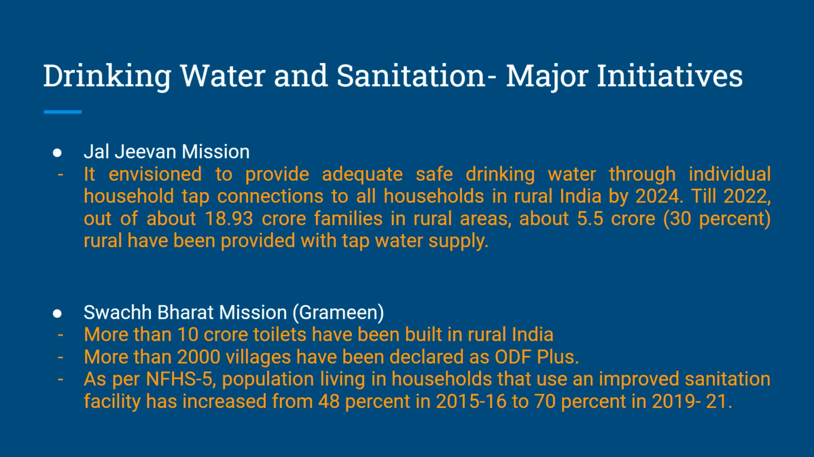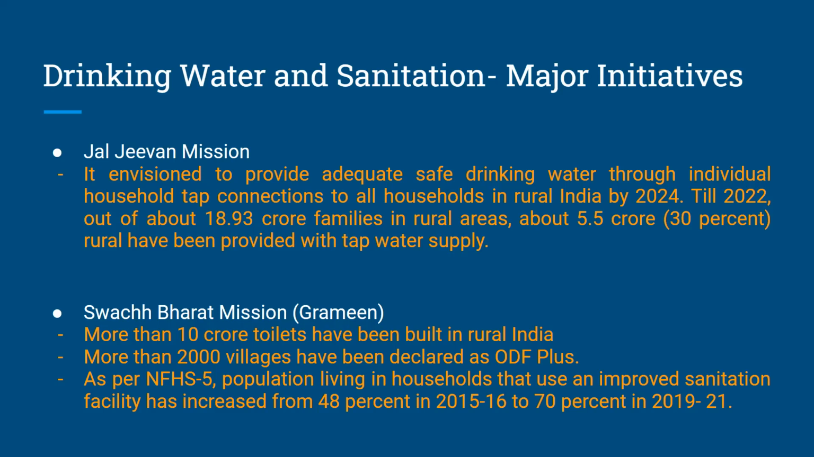Drinking water and sanitation. With respect to drinking water and sanitation, the major initiatives taken during this time period are Jal Jeevan Mission and Swachh Bharat Mission Gramin. The aim of Jal Jeevan Mission is to provide adequate, safe drinking water through individual household tap connections to all households in rural India by 2024. The second one is Swachh Bharat Mission. Here, around 10 crore toilets have been built in rural India.